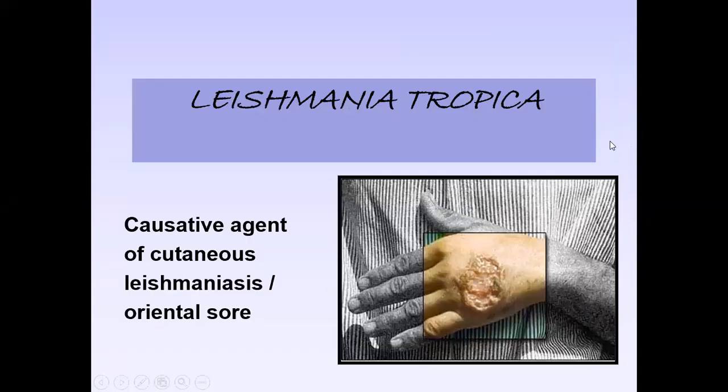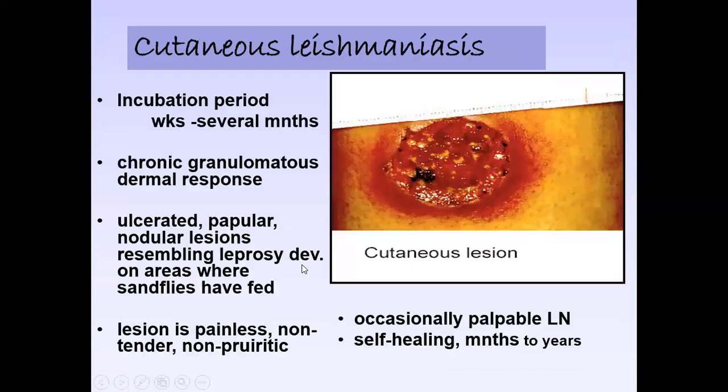The second species is Leishmania tropica, and it is a causative agent of cutaneous leishmaniasis, and this is the lesion which is visible, and most of the time it's a solitary lesion, and it is also known as the oriental sore. Incubation period is weeks to several months. It produces a chronic granulomatous response, which is localized to the skin.